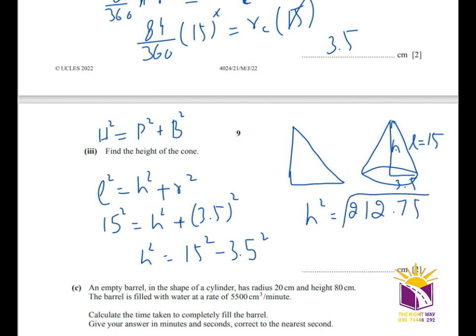212.75. Taking square root on both sides, we will get 14.58, or you can write it as 14.59 centimeter. So height will be equal to 14.59 centimeter.